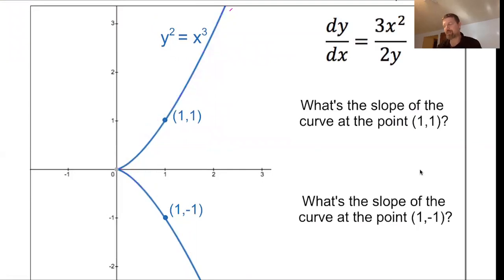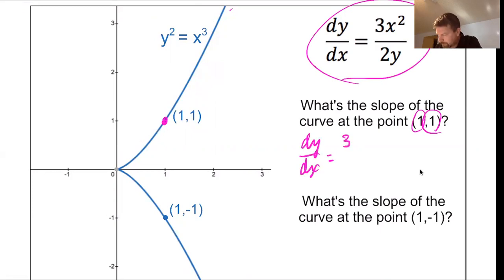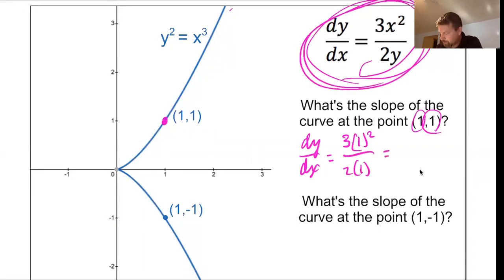If I wanted to find the slope at this point, (1, 1), well, here is the derivative I found earlier. Derivative gives me slope. Plug a 1 in for the x, plug a 1 in for the y, and I'll find my slope. In this case, dy/dx would equal 3 times 1 squared all over 2 times 1, right? Plugging it into my derivative function, which would just be 3 over 2. The slope right at that point is equal to 3 over 2.